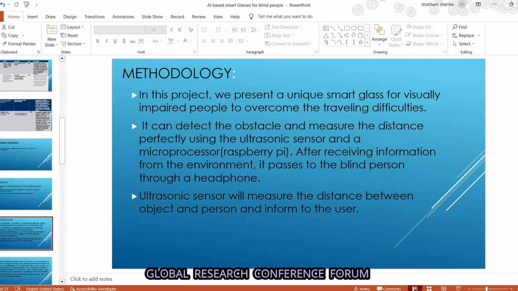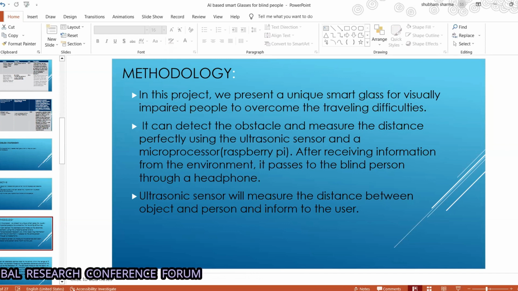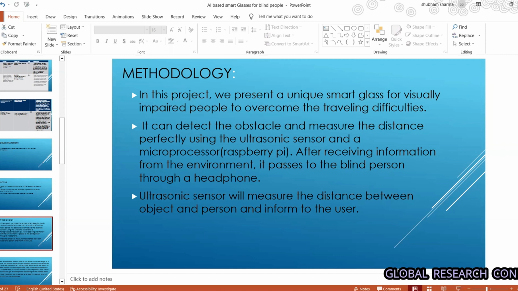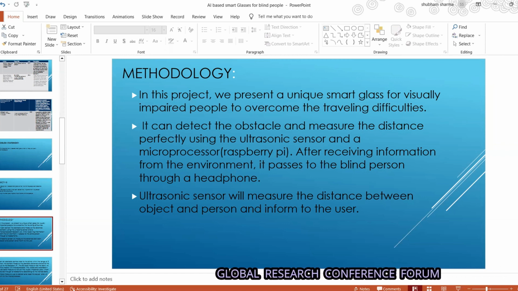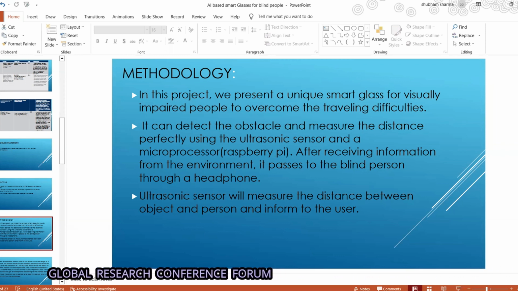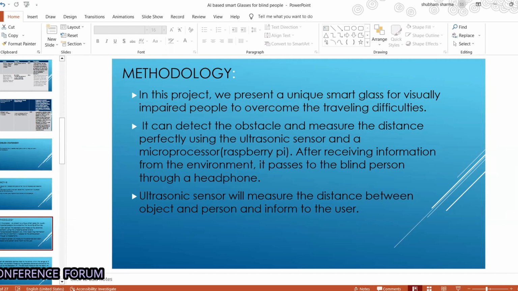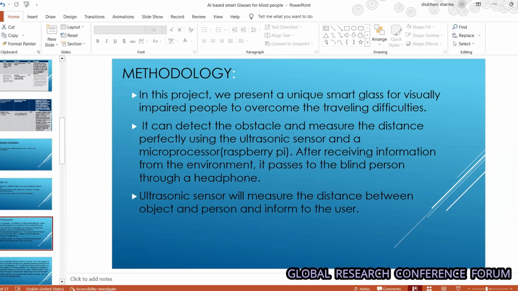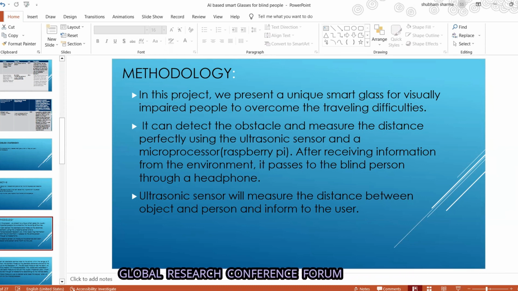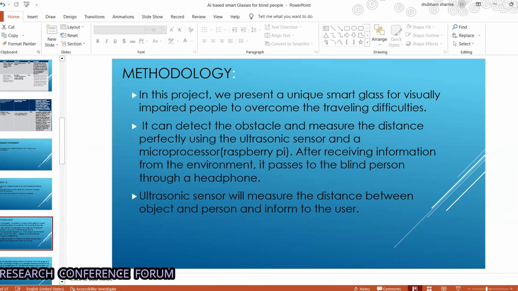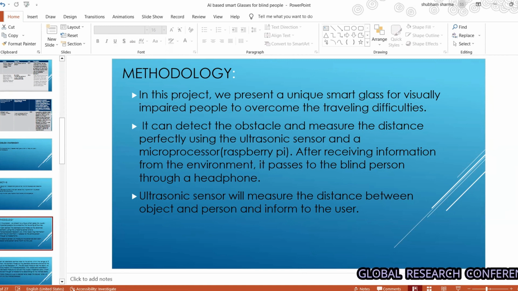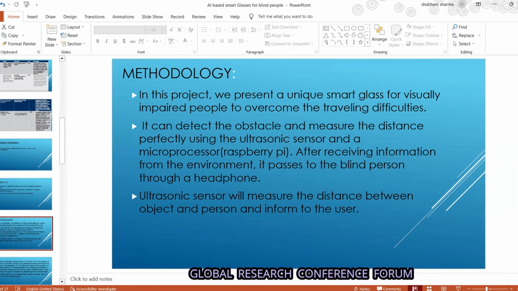And in an emergency, if the blind person needs any help, after pressing the emergency button, he can call his caretaker or family member to help him. In this project, we present a unique smart glass for visually impaired people to overcome traveling difficulties. It can detect obstacles and measure distance perfectly using the ultrasonic sensor and a microprocessor, the Raspberry Pi.